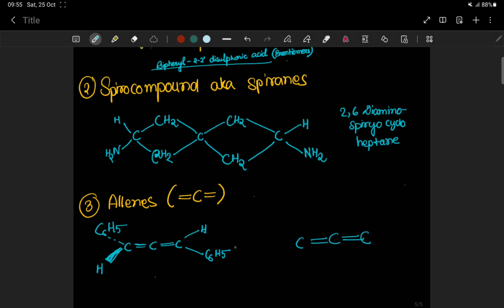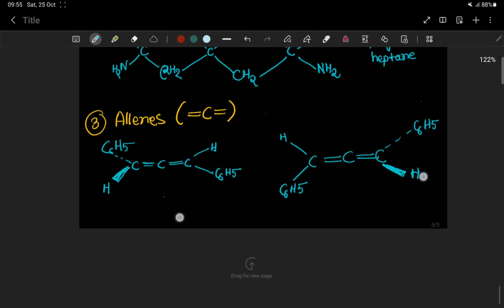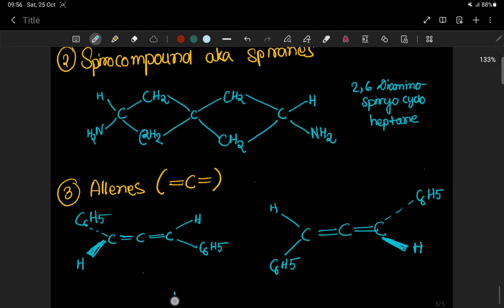Okay, this is our form, and here if you start creating the mirror image, here you can find hydrogen, fine, here you can find C6H5. And this C6H5 will go over here, C6H5, fine, and here you can see the projection of H. What is this? They are mirror images of each other. What is the name of it? Let me name it first. This is our 1,3-diphenyl propadiene.